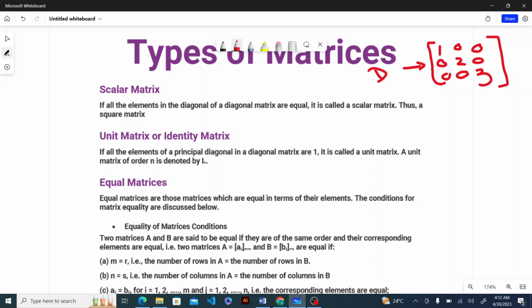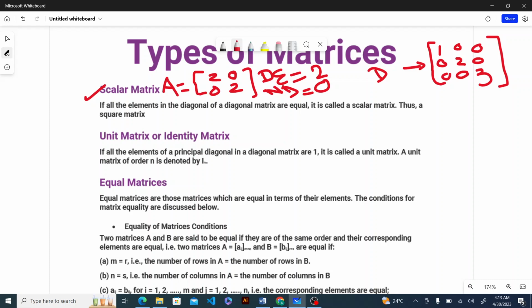So the scalar matrix example is this one. Let's say A is equal to 2 0 0 2. Okay, so in this matrix the diagonal elements are equal to what? Diagonal elements both are 2, and non-diagonal elements are 0. So the condition is that diagonal elements should be same or equal, then it will form scalar matrix. Okay, so I think you have got an idea of what is scalar matrix.